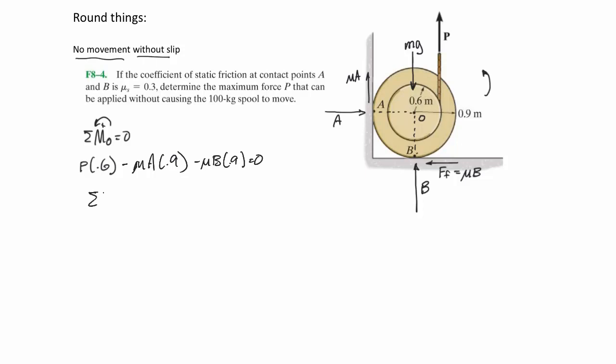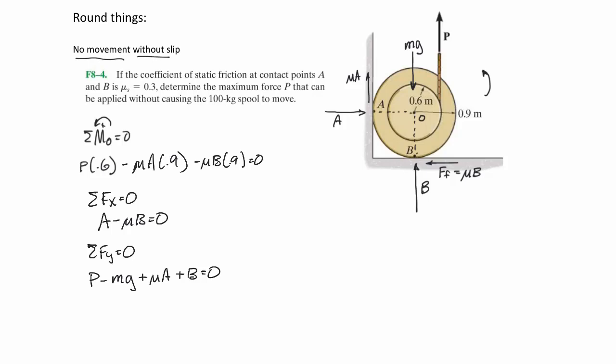Let's do another equation. Let's do the sum of the forces in the x is equal to 0. So here I have A minus mu B is equal to 0. And again, I can't solve for anything quite yet, so let's use our last equation. Sum of the forces in the y is equal to 0. So here I have plus P minus mg. What else do I have? I have plus mu A plus mu B equals 0. So I have a three equations, three unknowns scenario here.